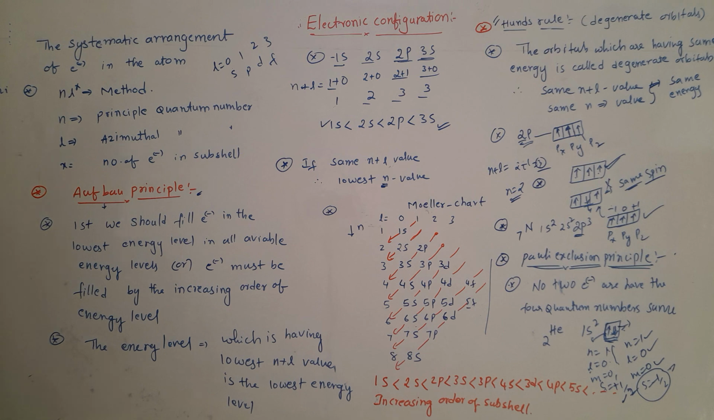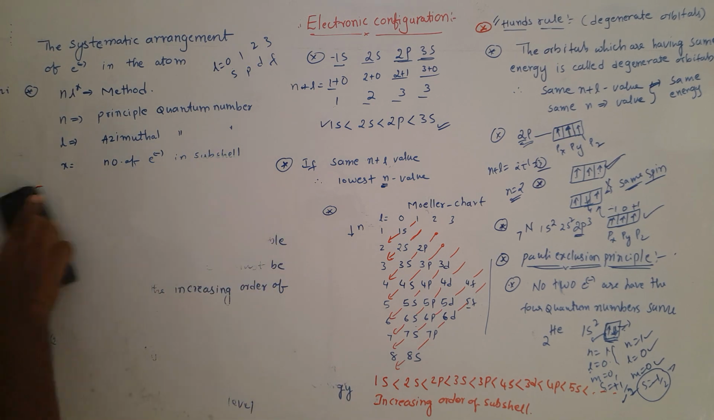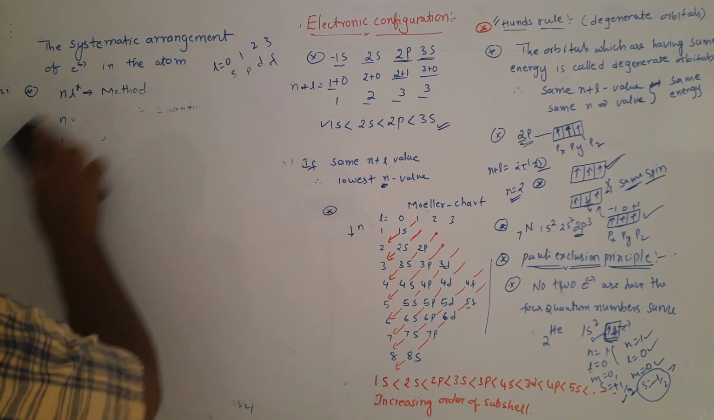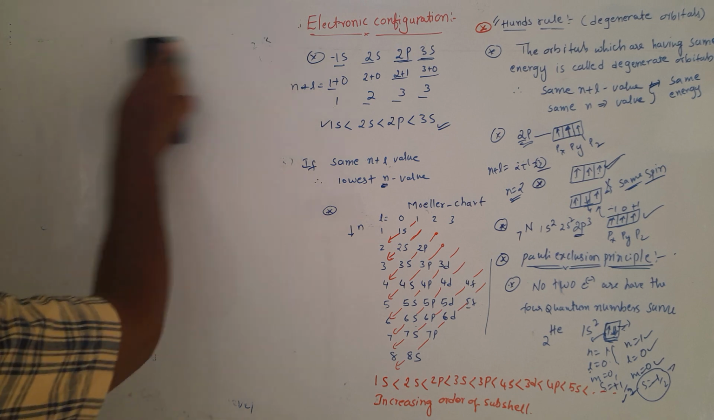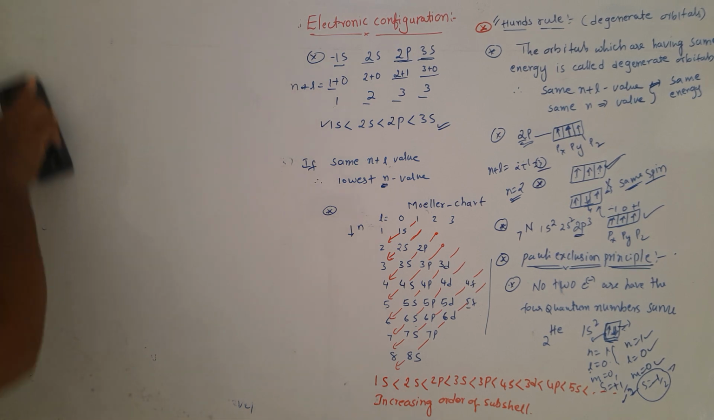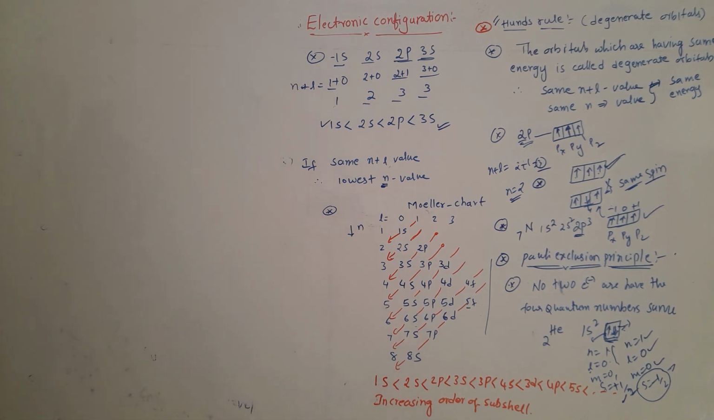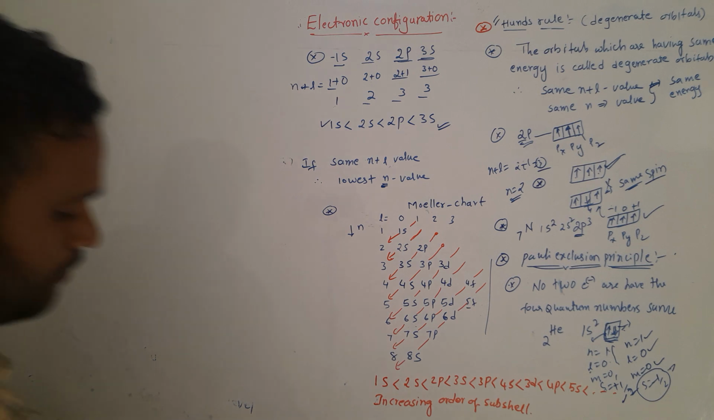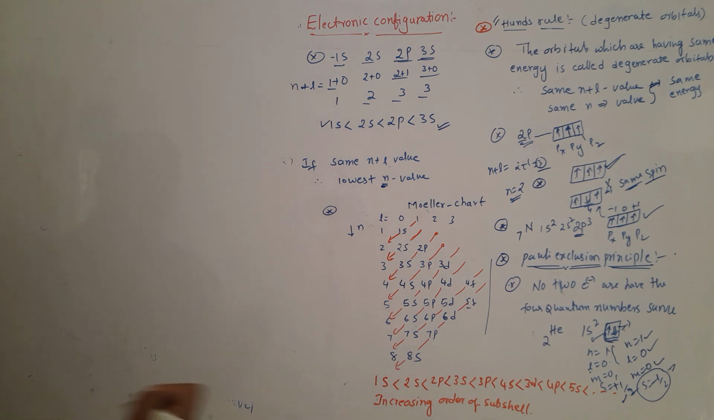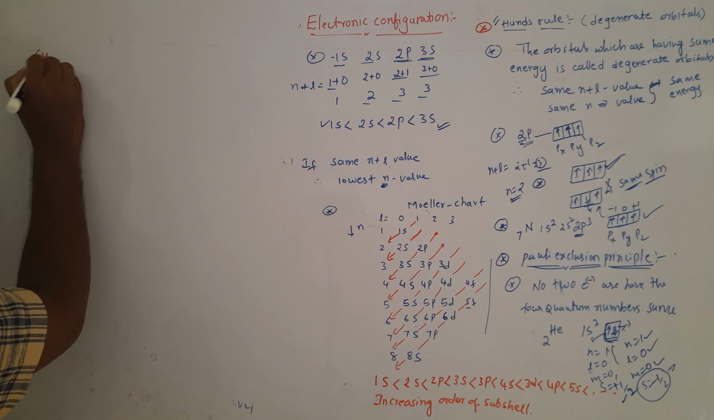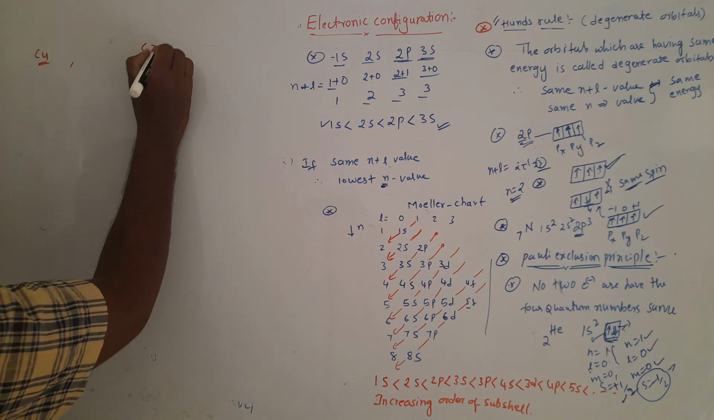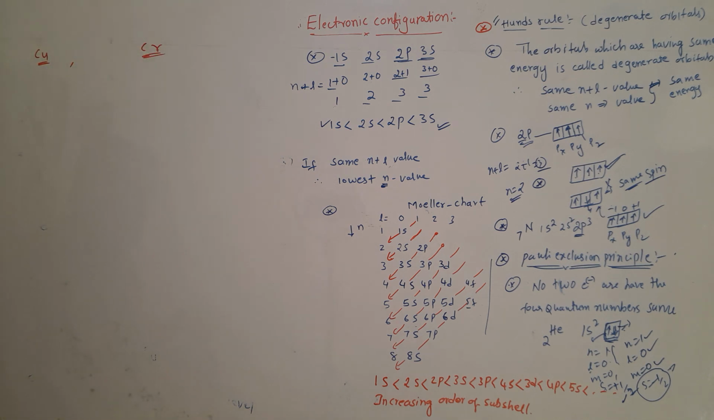some exceptional electronic configurations, that is copper and chromium. So what is the exceptional electronic configuration? The remaining electronic configurations everyone can write, but when you see copper and chromium, these are having exceptional electronic configurations. So what are the exceptional electronic configurations here?